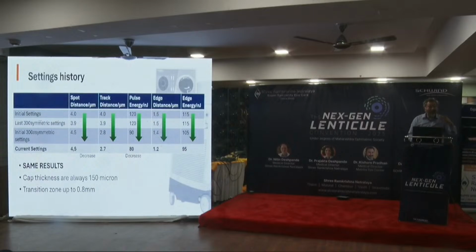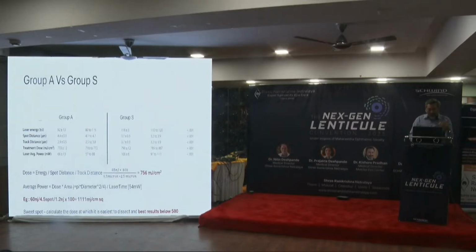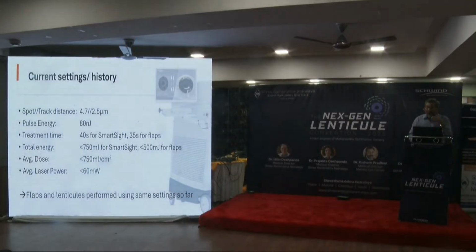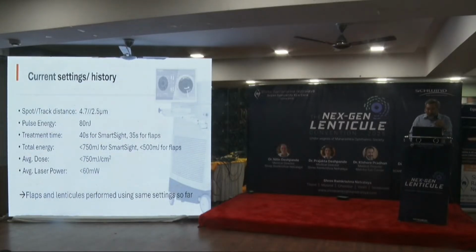Then we realized there's something more, like, we need to reduce something more. And then, so this was what we are doing, 4.7 with an 80 pulse. The dose over here is 750 millijoules per centimeter square. We reduced from the same pulse energy.